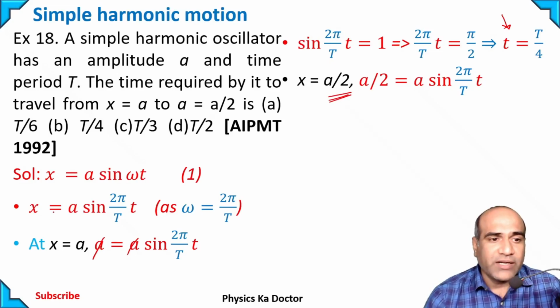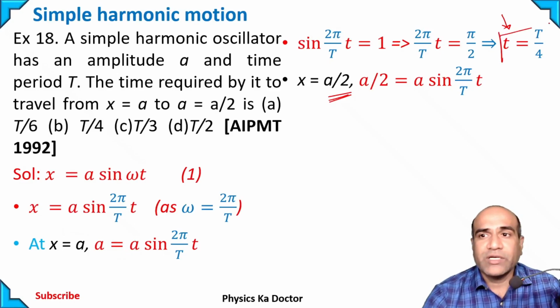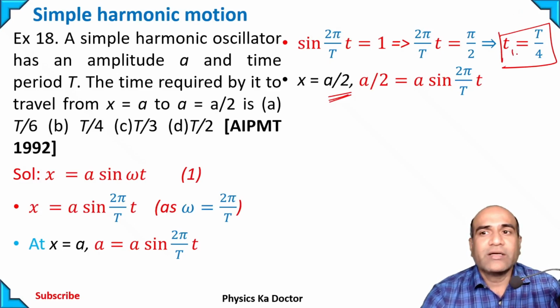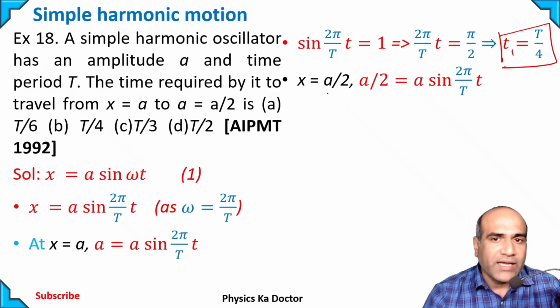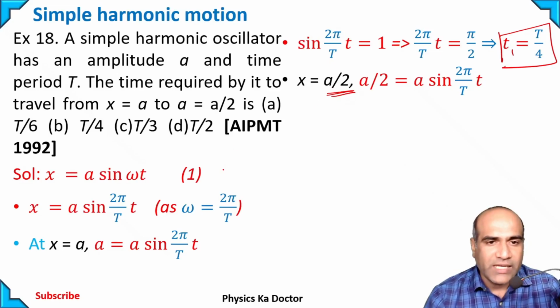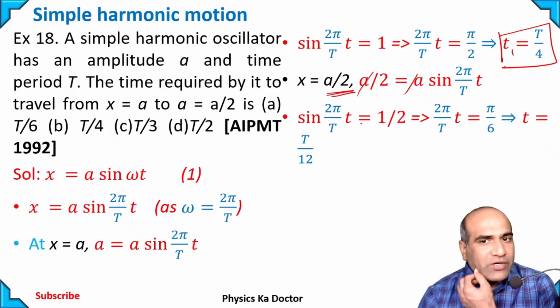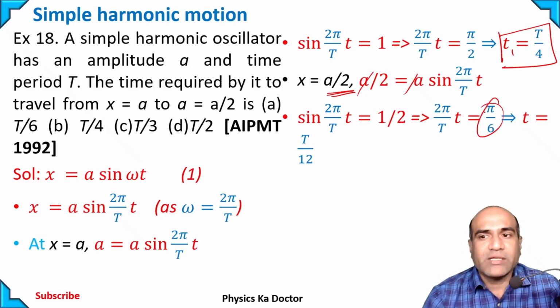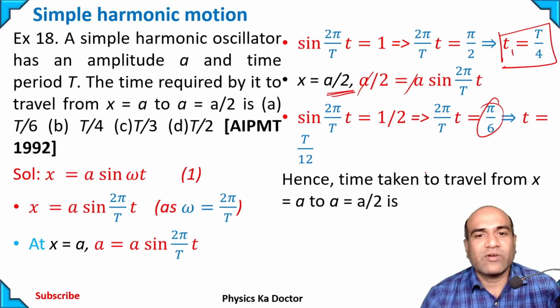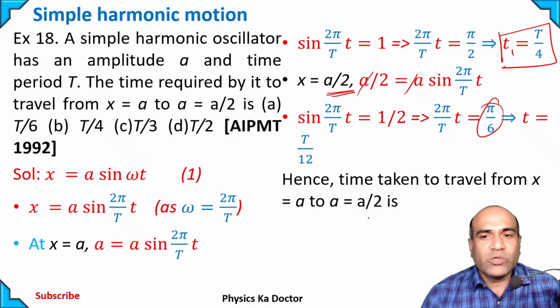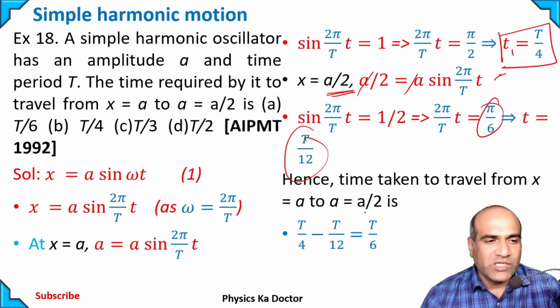So the first condition is at x is equal to A. This is the condition we received here. t is equal to T by 4. The time required for the first condition, let's say t1, is T by 4. Now we are finding x is equal to A by 2. Let's put the same equation here. A by 2 is equal to A sine theta, so sine 2 pi by T t becomes 1 half. So 2 pi by T t becomes pi by 6, and t is T by 12. Hence, the time taken to travel from x equal to A to A by 2 is just the difference between T by 4 minus T by 12. So it becomes T by 6.